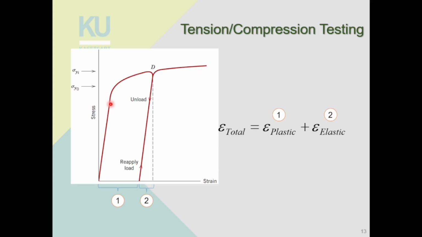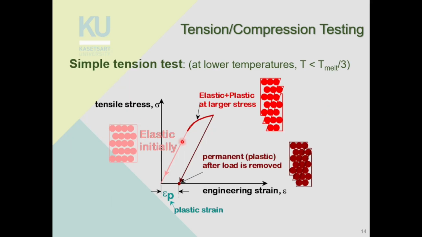You can see that the slope of this line here and the slope of this line here is roughly the same. It is not roughly the same by coincidence, right? It is because of the same behavior. The slope of this line is caused by bond stretching, right? Initially, you have bond stretching.